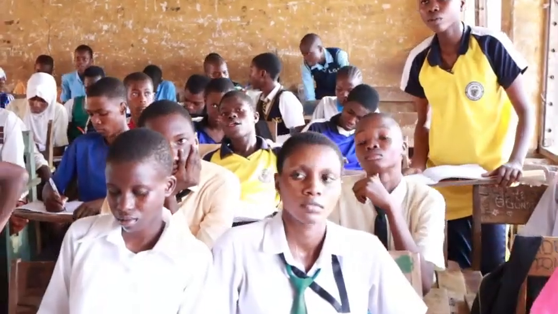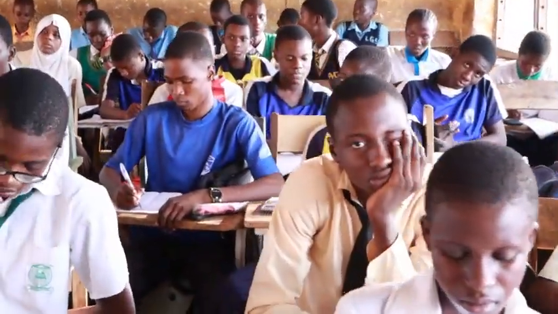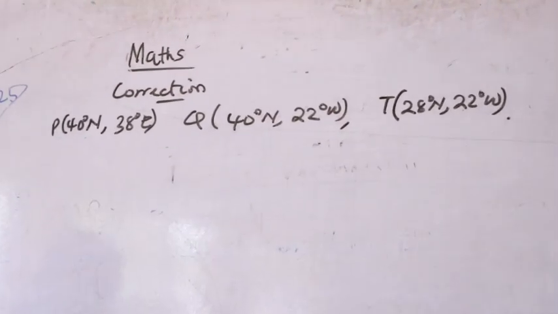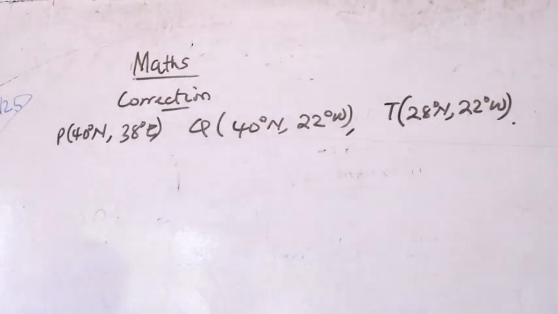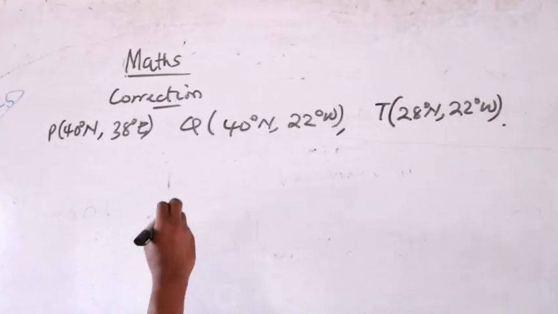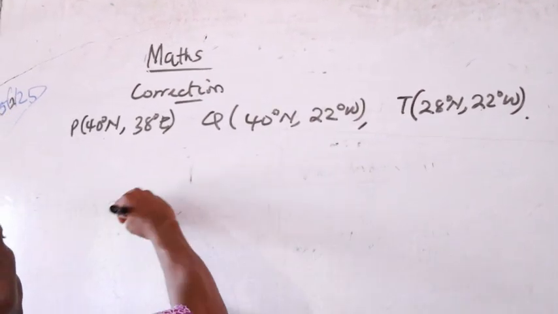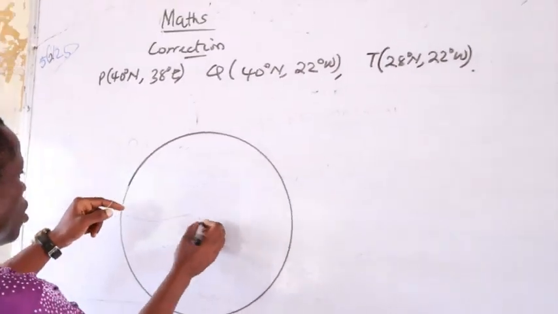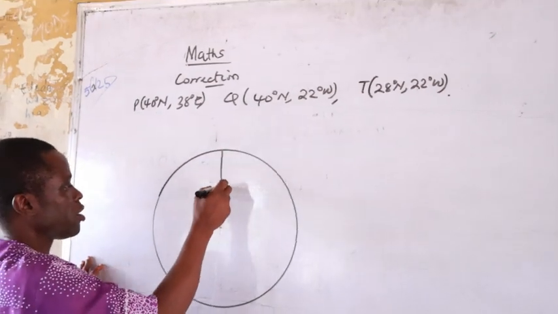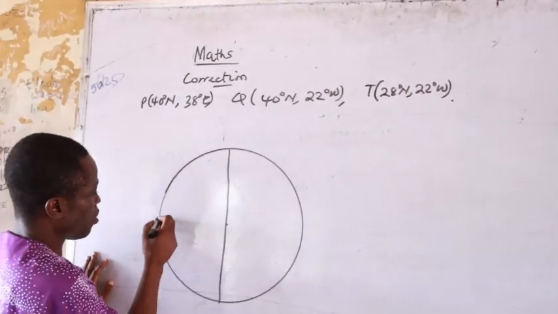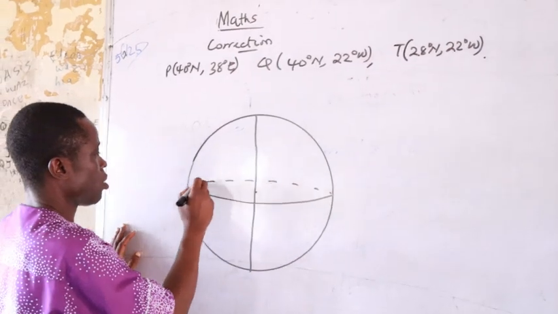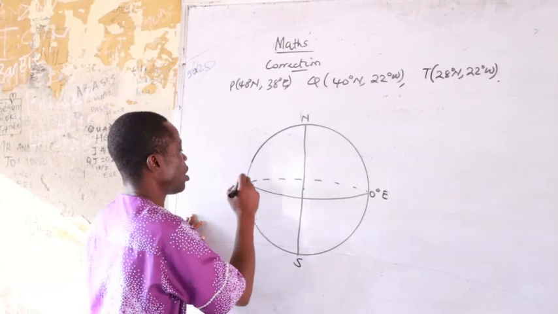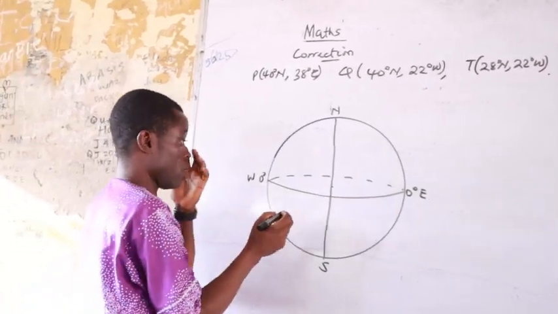Okay, hold on. Now sit down. Now let me interpret what we have on the board. Let me start by drawing the globe. We have this globe. Now this is the globe. We have this as the polar axis. We have this as the equator. This is north, south, 0 degrees east, and we have 0 degrees west.